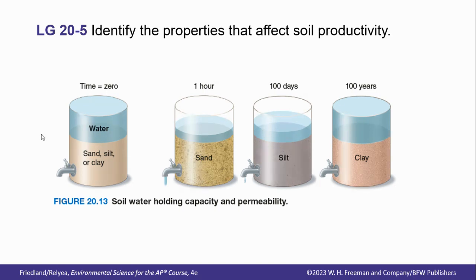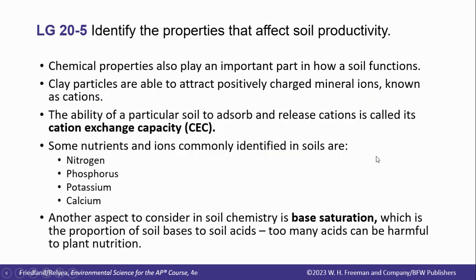So water, silt, and clay. At time 0, it's going to be here. For just sand, you're going to lose a lot of water. For silt, you're going to lose water less efficiently. And then at 100 years, your clay is going to be there. Like I'm saying, it's good for ponds and things like that.